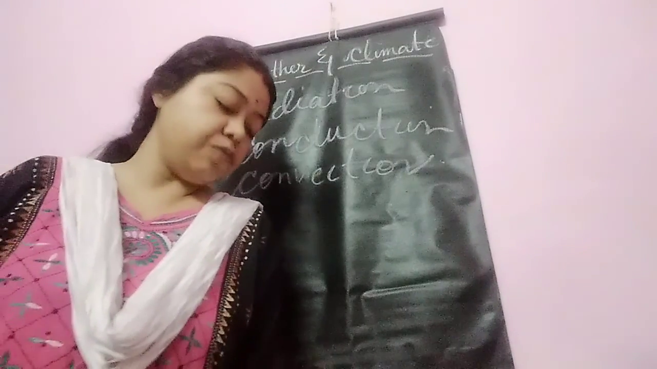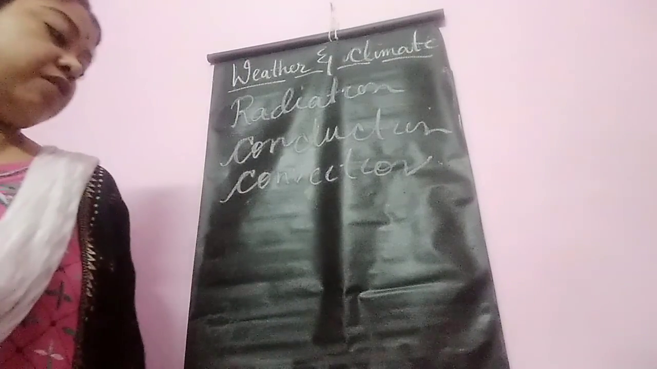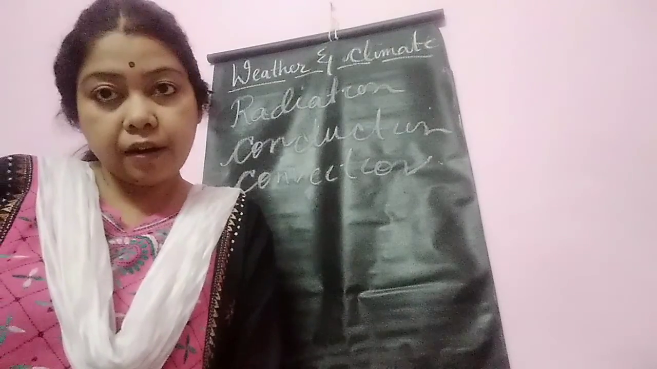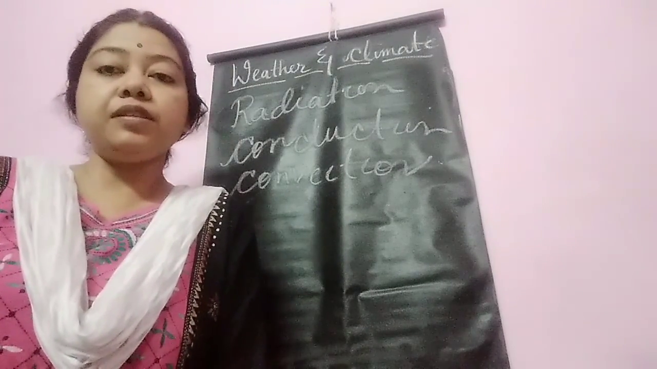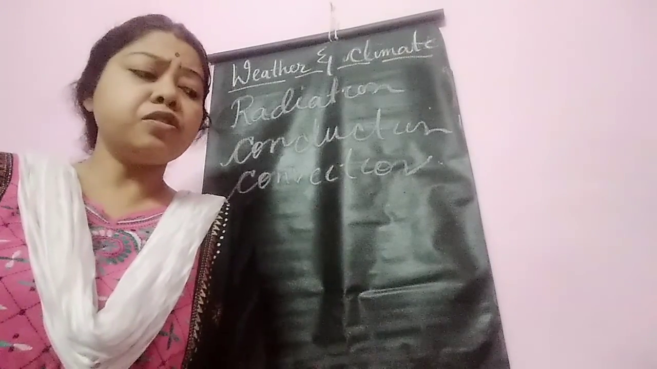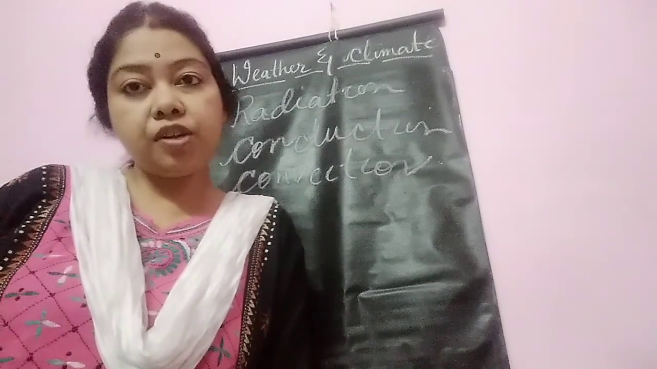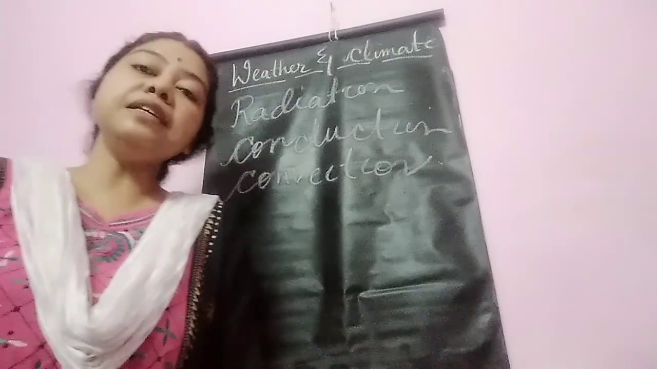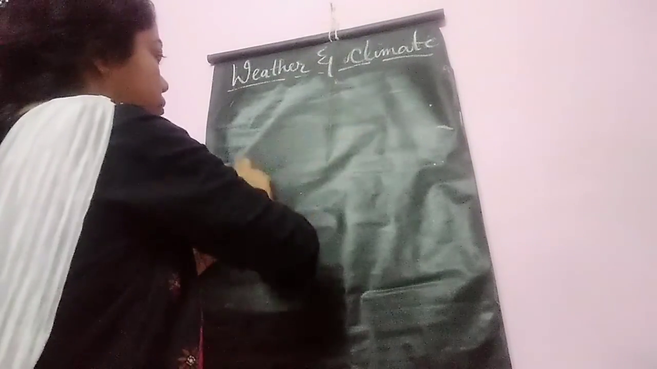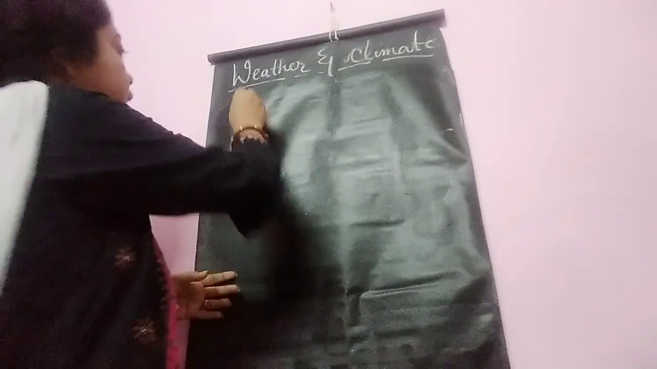First, what are the factors for variation of air temperature? You know that air temperature is not equal everywhere. Some parts of the Earth's surface receive maximum rainfall, while some parts receive very little rainfall. So, what are the causes behind this variation of air temperature? The first factor is insolation.